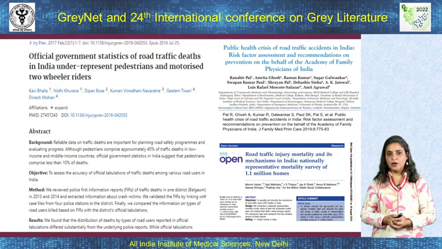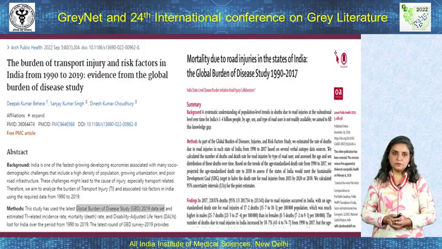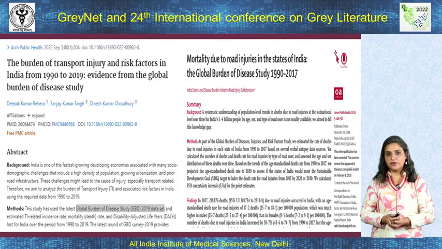As you can see, one is the official government statistics. They have underrepresented the road traffic deaths. And then Bir Pal has published, along with others, several publications on road traffic injuries. Then another one where over 1.1 million homes were surveyed to assess road traffic injury mortality. Both of them are road burden of disease studies, as you can see here.